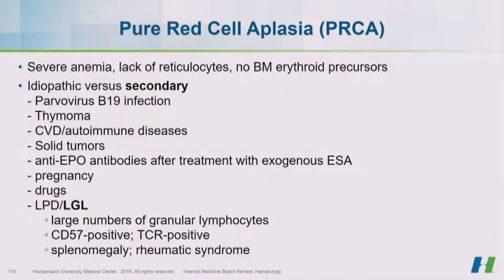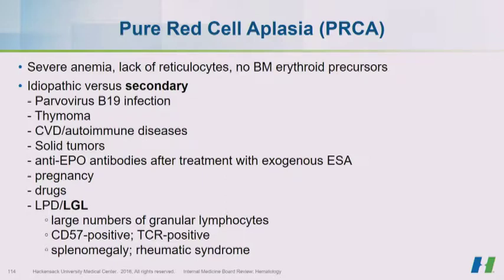Pure red cell aplasia is a condition with severe anemia, lack of reticulocytes and bone marrow erythropoietic precursors, but otherwise normal white cell count and normal platelet count. So this is not a pancytopenic condition, as the name implies. It's a pure anemia, oftentimes secondary. A good example here is parvovirus B19 infection that infects specifically erythropoietic progenitors. It's sometimes associated with thymoma and other autoimmune diseases and other conditions, including drugs.